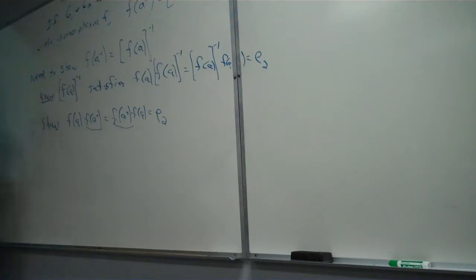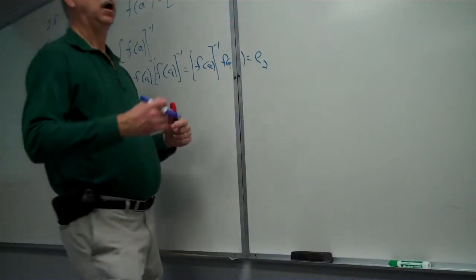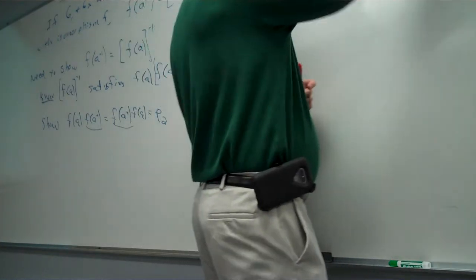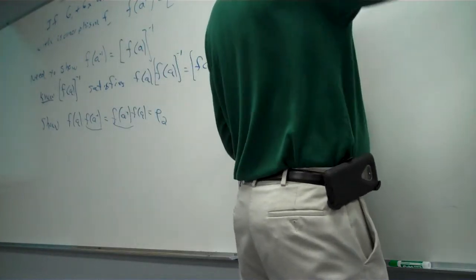So let's do the first part. F of A inverse. We're hoping that's E2. Anybody see anything we can do with that? Combine them on the inside. It's an isomorphism, so we could either map first and then combine, or we could combine first and then map.